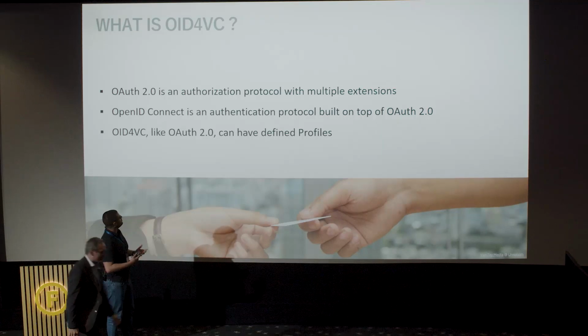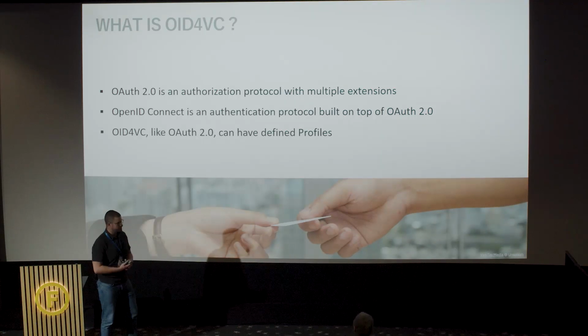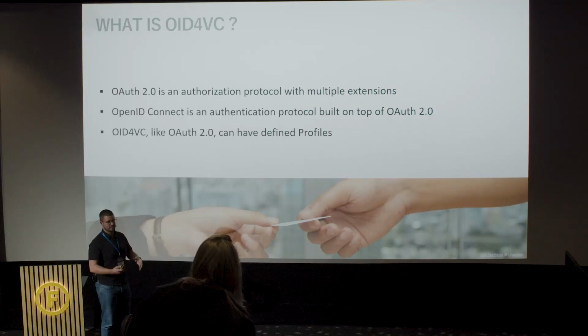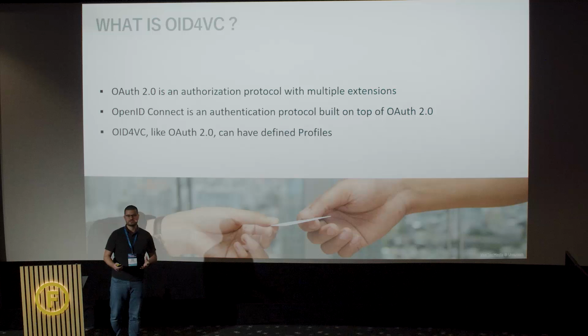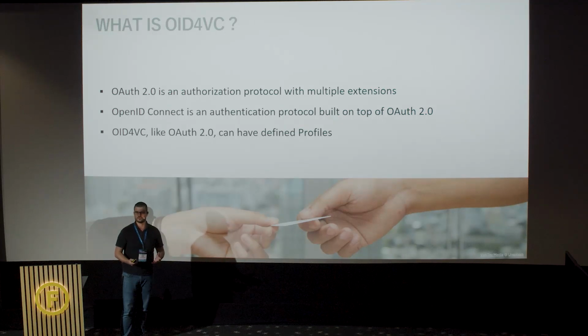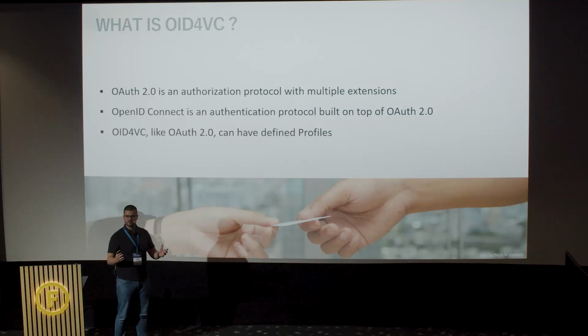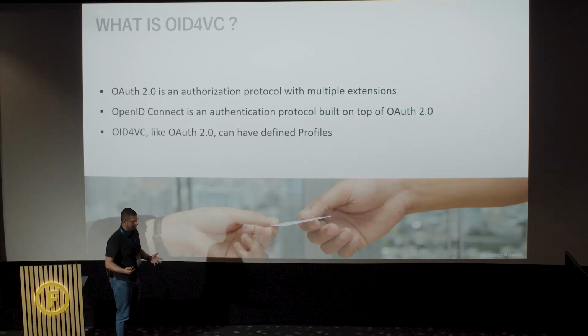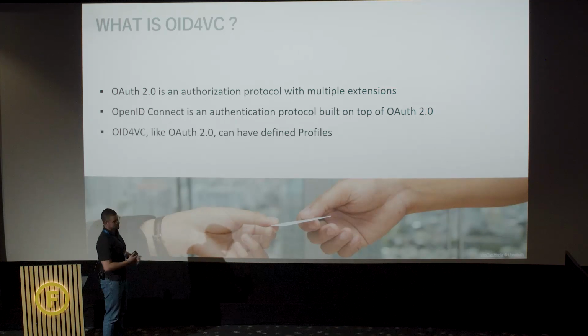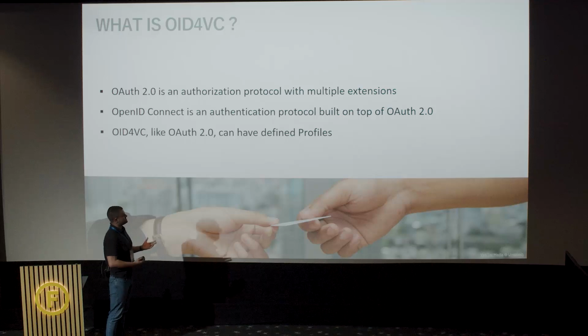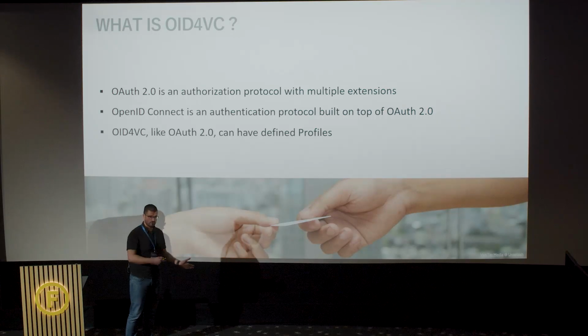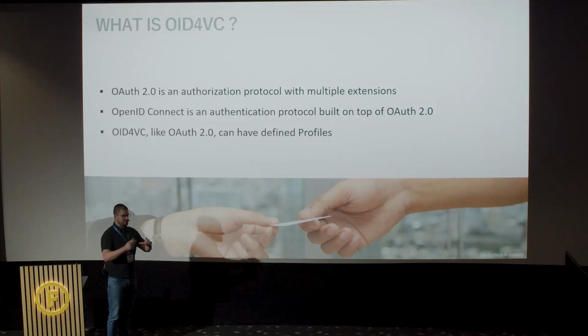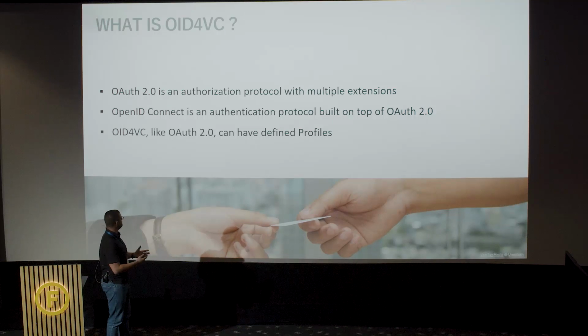To start with OAuth2, it's an authorization protocol which has multiple extensions. So when you start reading the specifications from OAuth2, don't expect to have a single RFC. You're going to be going everywhere. There are all different extensions for new features, security implementations, and many other things that you can find in other RFCs. OpenID Connect is an authentication protocol that is built on OAuth2. I'm discussing these protocols because OpenID for VC, as I remind you, is built upon these.